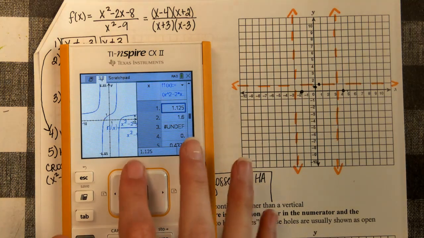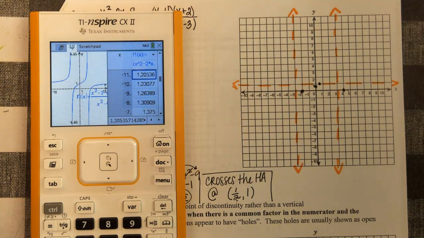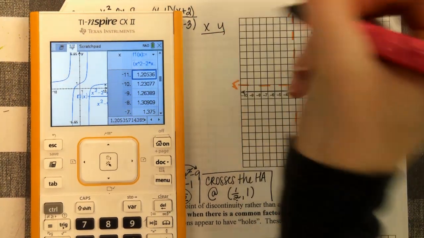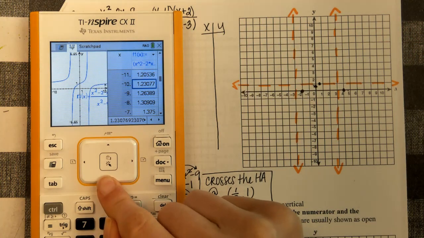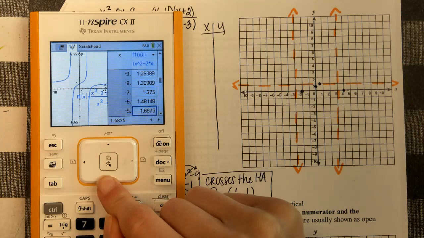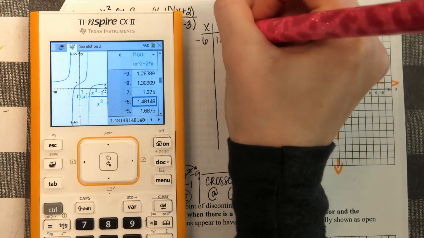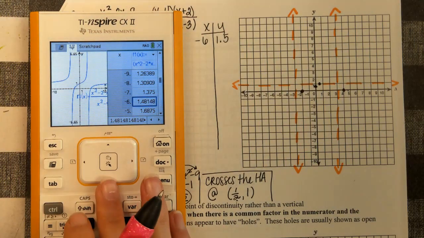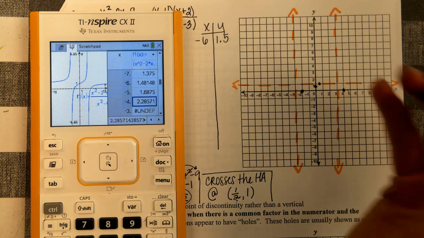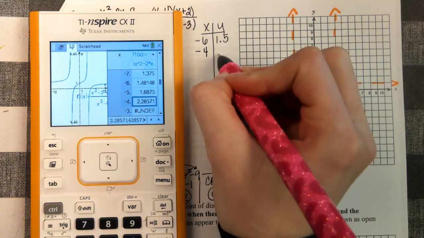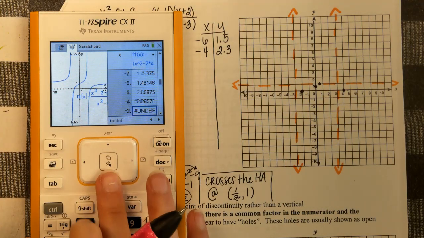So control T. And I'm going to start at -11. All of those points are around 1.2 or 1.3. So if I wanted to, I could start at -6 and 1.5. That's what it would round to. And then I can have that -4, 2.3. At -3, it's undefined.